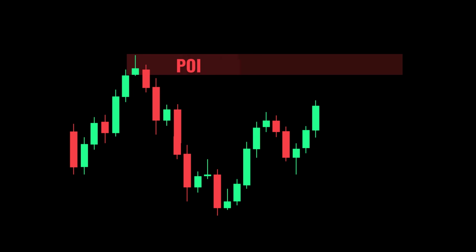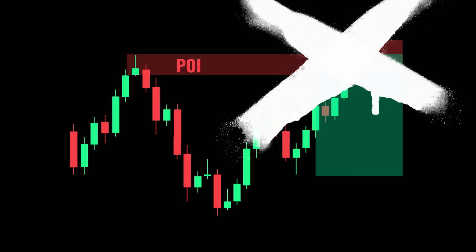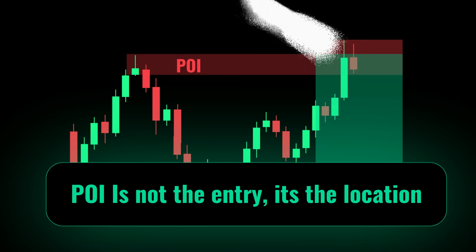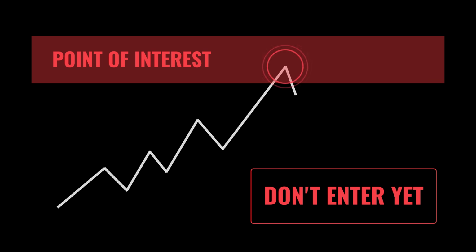This is the biggest one. Most traders treat a POI like a trade signal. They see a fair value gap or an order block or a key level and just enter. But here's the truth. The POI is not the entry. It's just the location. The trap is this. You're buying into a zone that hasn't confirmed anything. That's like walking into traffic because the light might turn green.